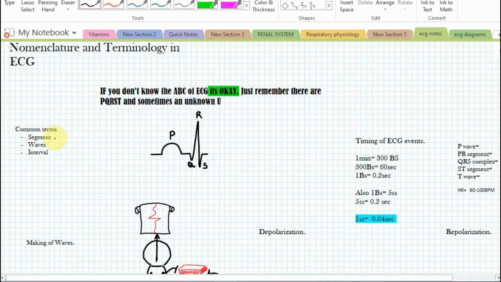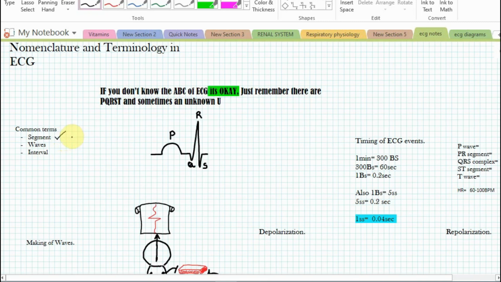Now, let's start with some common terms that are often used in an ECG. Our first common term is called a segment. What is a segment? If you have already read about ECGs, you might be familiar with the term, but for people who are starting from scratch, this is for you. Sometimes when you read about an ECG, you might have come across the term PR segment or ST segment, which is very famous when you learn about myocardial infarctions or heart attacks. Basically, a segment is an isoelectric line, or a straight line, that connects two waves.